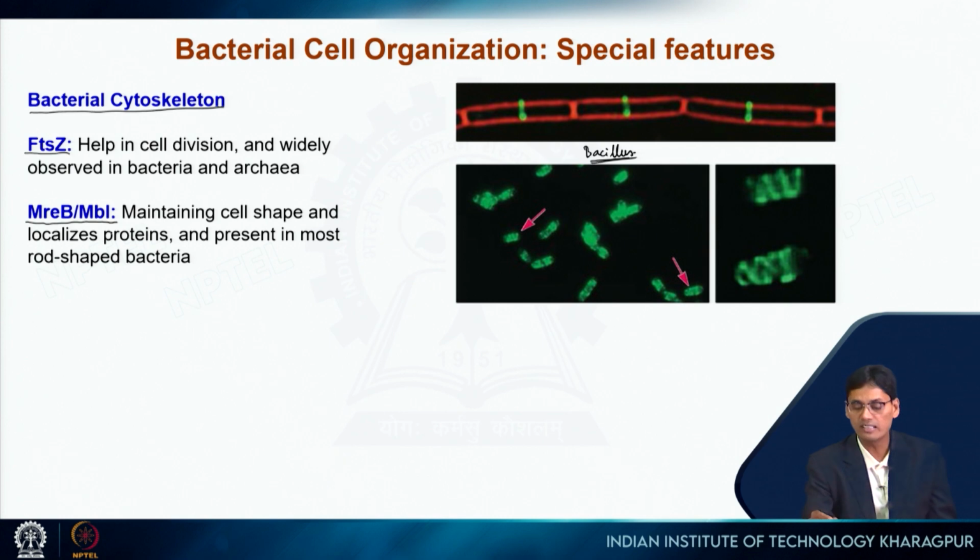As you can see here, this is GFP-labeled FtsZ, and this is GFP-labeled MBL protein present in Bacillus.